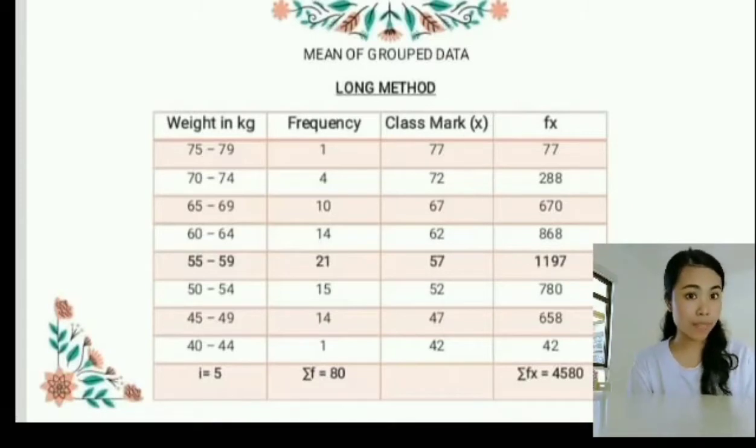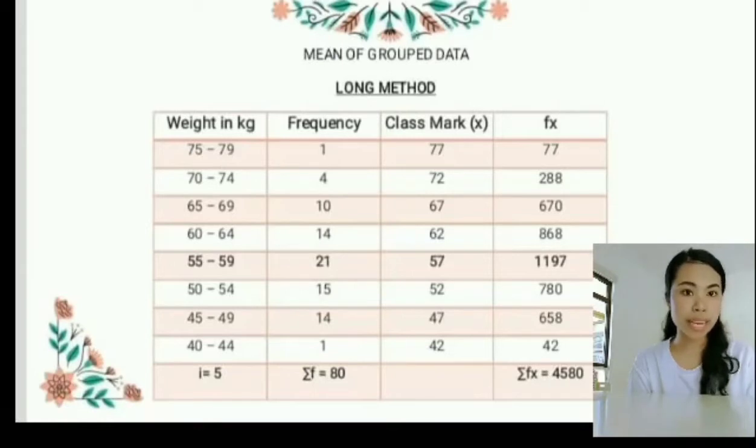Okay, so 75 plus 79 equals 154 divided by 2 equals 77. 70 plus 74 equals 144 divided by 2 equals 72. 65 plus 69 equals 134 divided by 2 equals 67. 60 plus 64 equals 124 divided by 2 equals 62.